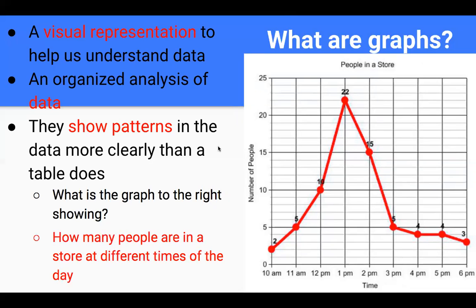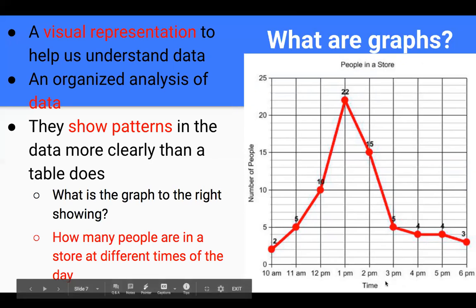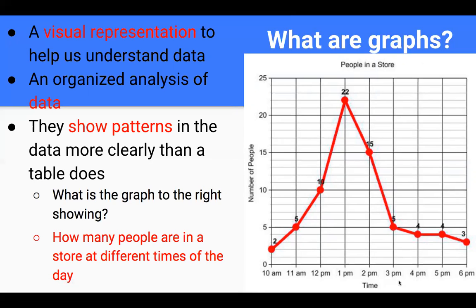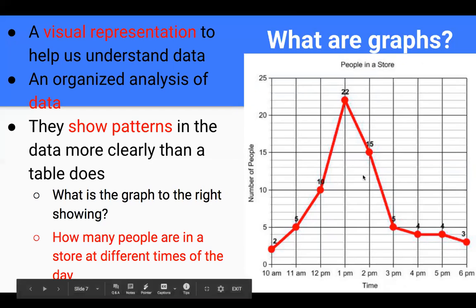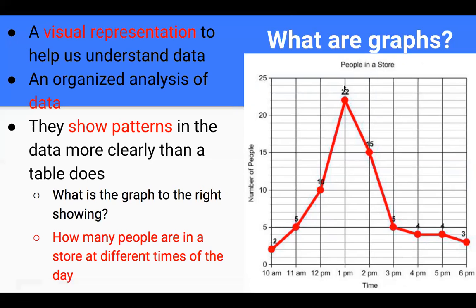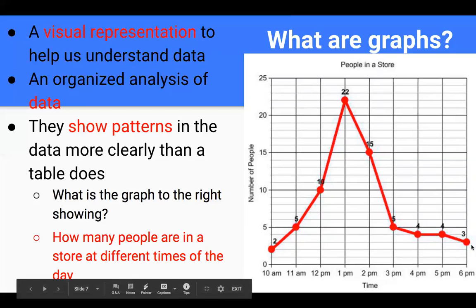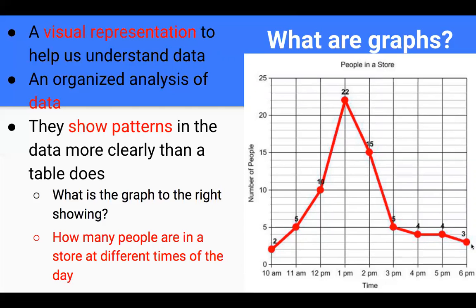So this one shows the number of people that are in a store at a given time. Now, if we looked at the data separately, the number of people at 10 a.m., the number of people at 3 p.m., it might not show us a clear picture. But by putting it into a graph, you can actually see when, if you were a manager, you'd want to have the most people working, and that would be 1 p.m. When would you want to have the least staff in? Maybe 10 a.m. or 6 p.m. because there aren't as many people in the store to help.